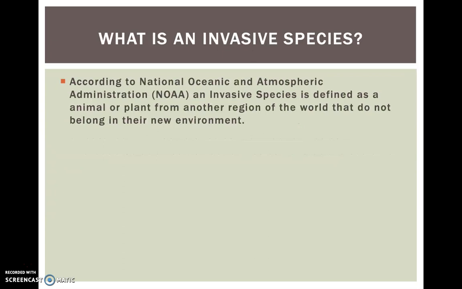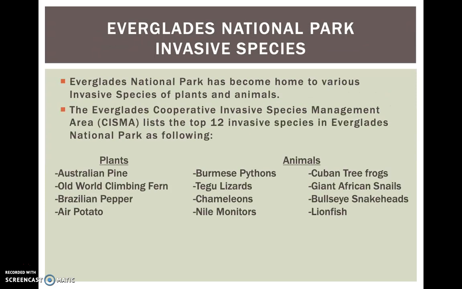So what is an invasive species? According to the National Oceanic and Atmospheric Administration, or NOAA, an invasive species is defined as an animal or plant from another region of the world that does not belong in their new environment. Everglades National Park has become home to various invasive species of plants and animals.